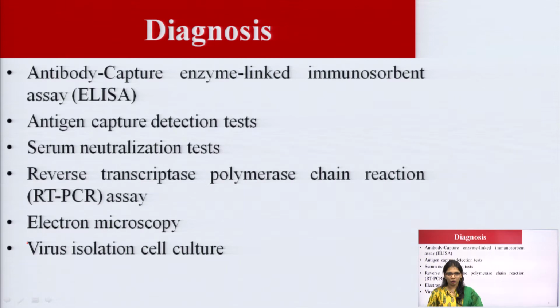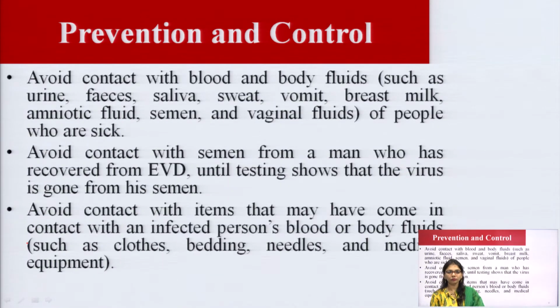And now the next is electron microscopy, virus isolation and cell culture. These are some diagnoses, how we can diagnose the Ebola virus. Now these are the prevention and the control, how we can control and prevent the Ebola virus.